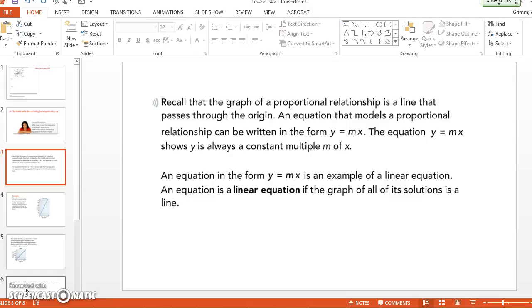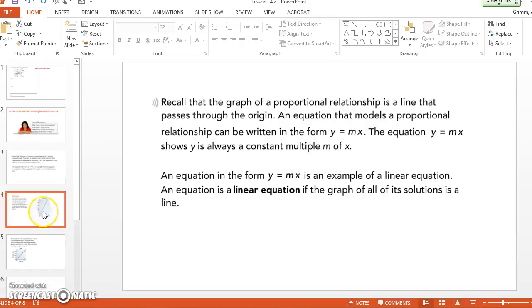I'm not going to reread that paragraph. But the bottom thing that I want to make sure you're aware of: an equation in the form y equals mx is an example of a linear equation. We've talked about linear, we've talked about equations, we're just putting it all together. An equation is a linear equation if the graph of all of its solutions is a line. So that's all we're talking about today.